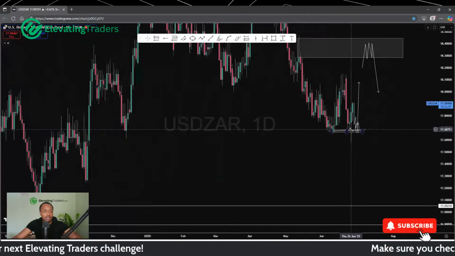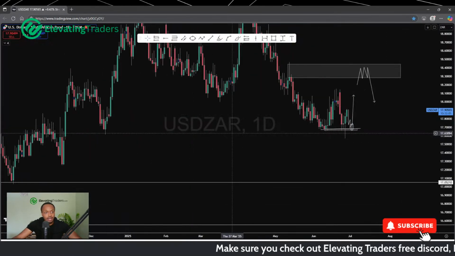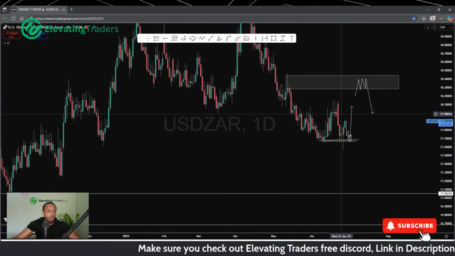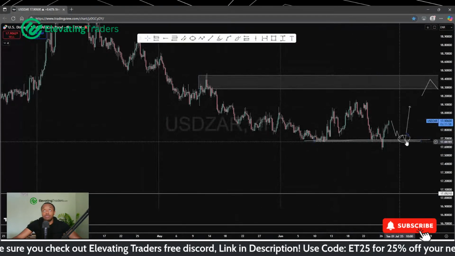The market has very much found support here. It looks like it's starting to bottom out a little bit. I wouldn't want to keep shorting here. Now, to me, this is bullish territory where we can probably see some more upside.